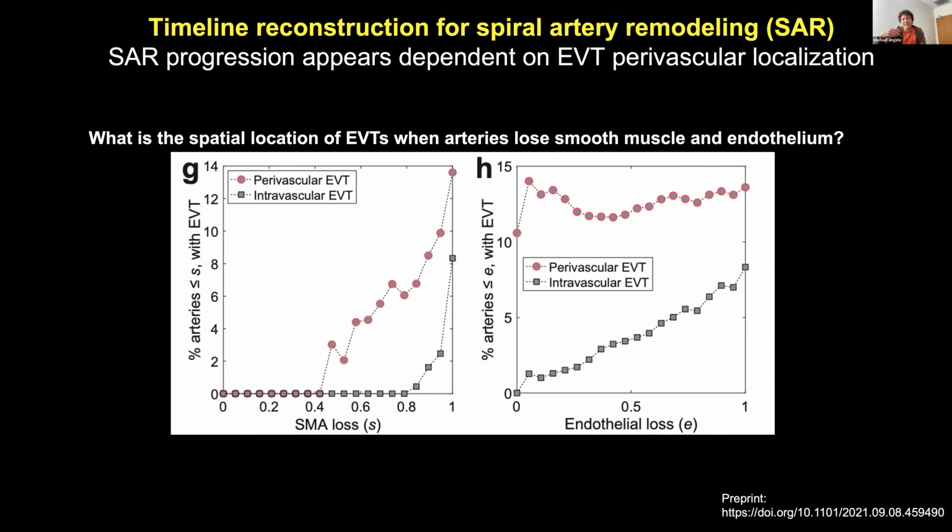So that to us seems to offer some support of the fact that breaks in the endothelium are necessary to get intravascular EVTs, which might mean that that's the direction that they're coming from.